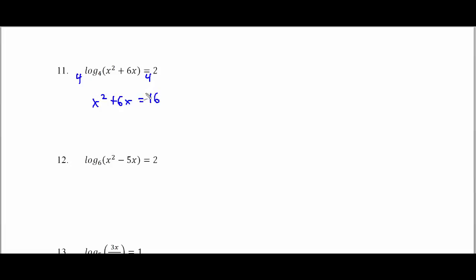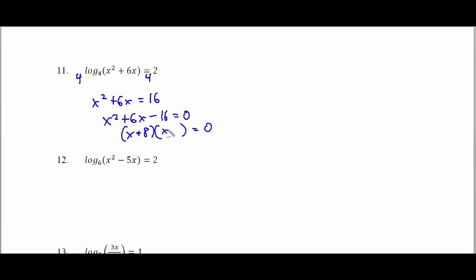Now, one of the things about a problem like this is that with an x squared and an x, you're either going to use the quadratic formula or factoring. So we're going to set this equation equal to 0 by subtracting the 16 from both sides, and then hope that it's factorable. Because we can use the quadratic formula, but look how fast factoring is.